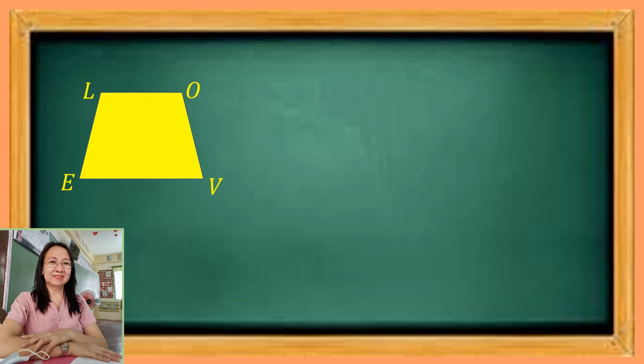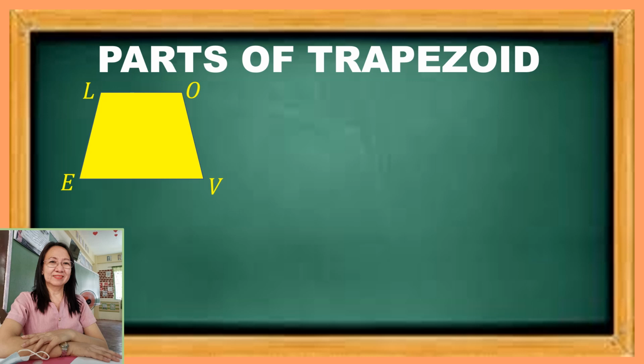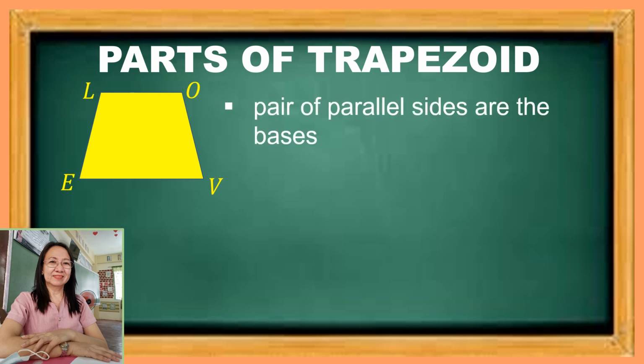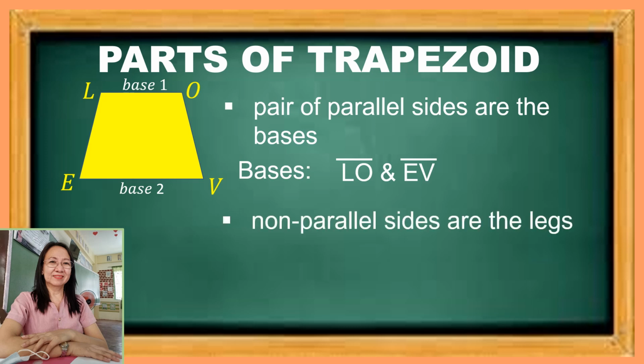Now, let us look at the parts of trapezoid. First, the pair of parallel sides of trapezoid are called the bases. So the bases are LO, which is one of the bases, and EV, which is the second base. The second part of trapezoid are the non-parallel sides, which are called the legs of trapezoid. So the legs are LE, one of the legs, and OV, which is the other leg.